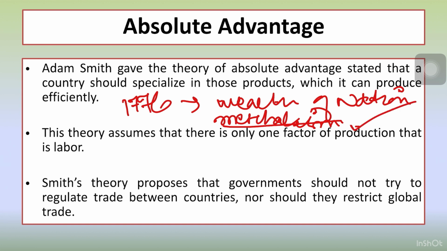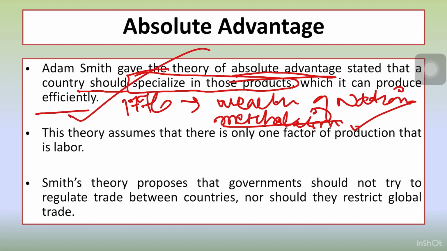He criticized this theory and gave the theory of absolute advantage. What he said in this theory was that a country should produce goods that it specializes in producing, in comparison to the other countries. Whichever goods a country can produce in comparison to another country, it should produce that good only. We are going to understand this with the help of an example as well.